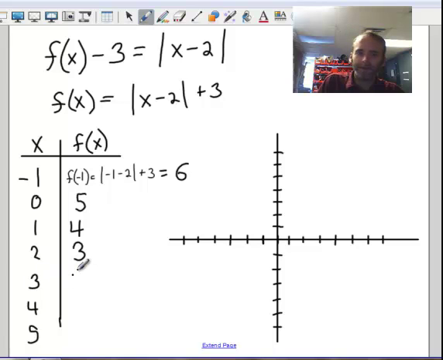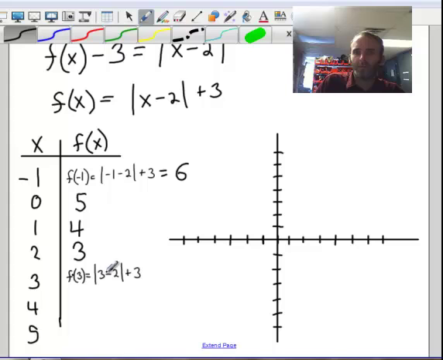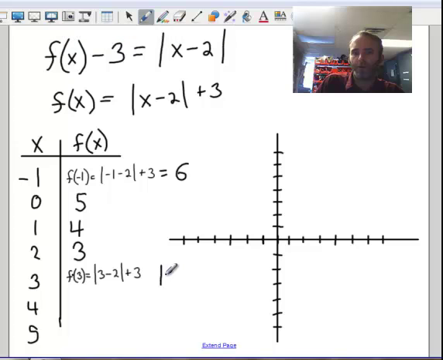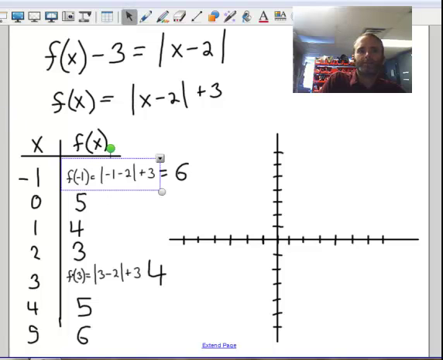Now when I come back down here, let's plug this one in and do the f of x notation. So f of 3 equals 3 minus 2 plus 3. If I evaluate that, 3 minus 2 is 1. 1 plus 3 puts me back up at 4. And when it's 4, I would get 5, and at 5 I get 6. So let's clean this up a bit.